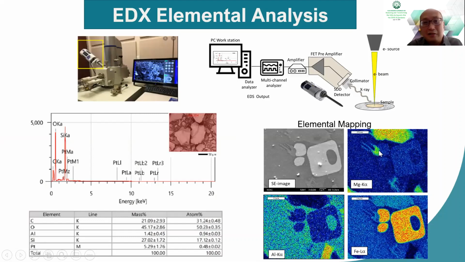This EDX instrument is usually located at the side of an electron microscope, protruding. It's just a special option actually. In some cases, it is included. In some cases, it's not.